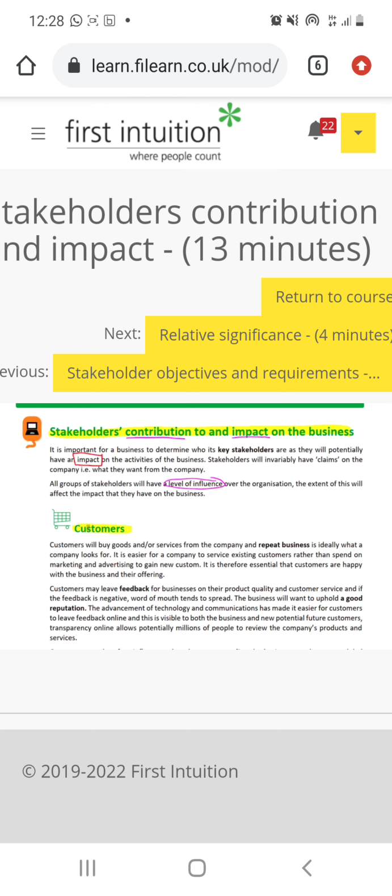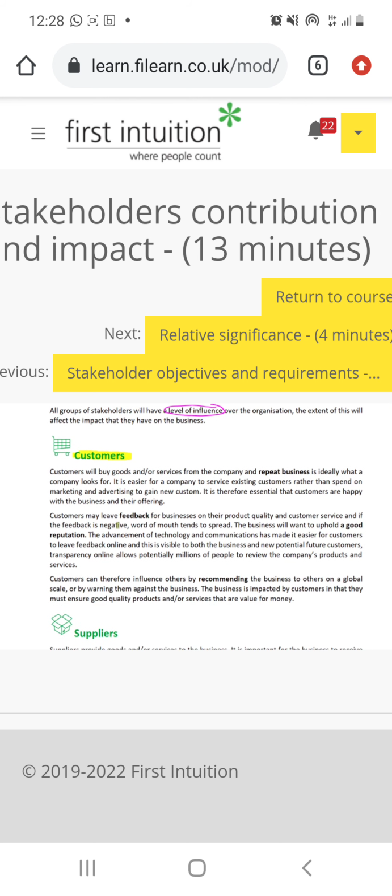Let's look at our stakeholders in turn, starting off with our customers. Customers will buy goods and services from the company. This is the claim on the company. What they want from the company, buying goods and services. They want goods and services, they want quality, and they want value for money, as we discussed previously. In return, the company would like repeat business from our customers. It's ideally what they're looking for.